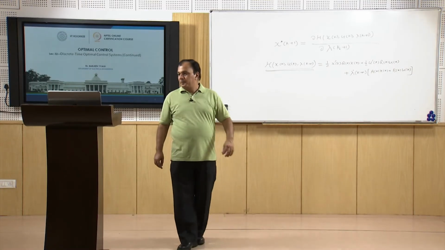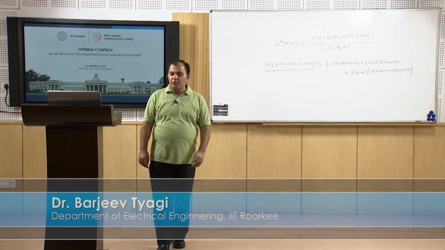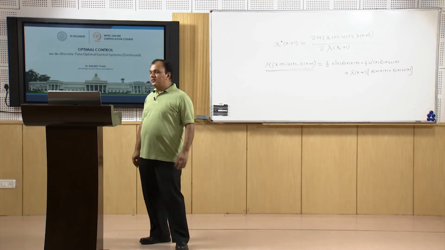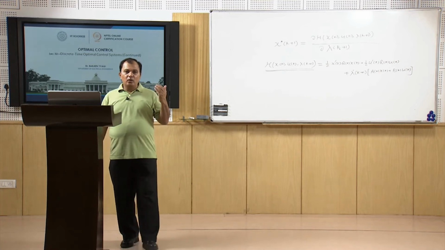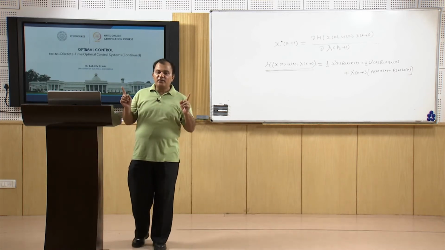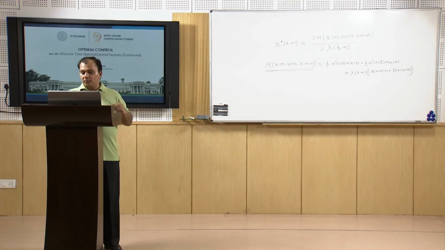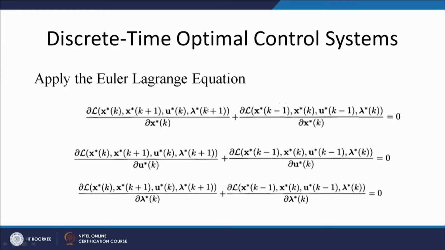So, welcome friends to this session, where we will continue with the discrete time optimal control system. In the previous class we saw how a Lagrangian can be represented in the Hamiltonian form, and how all the discrete EL equations can be written in terms of the Hamiltonian form. So, these three EL equations give me the co-state equation, the optimal control and the state equation.